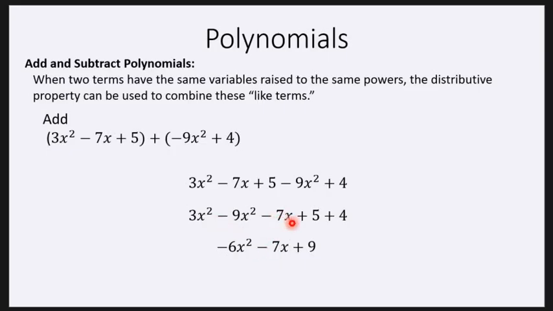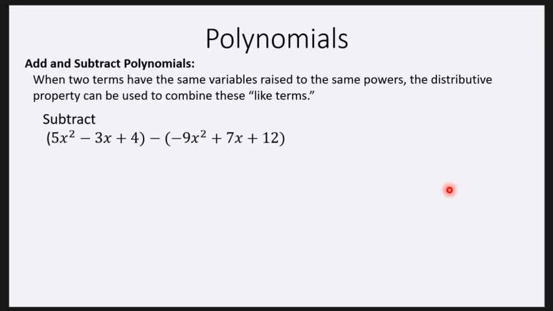The negative 7x didn't have any like terms, so it stays the same. And the 5 plus 4 is equal to 9. So that's how you add two polynomials together. Subtraction, a little bit more involved. So let's take a look at a subtraction problem.